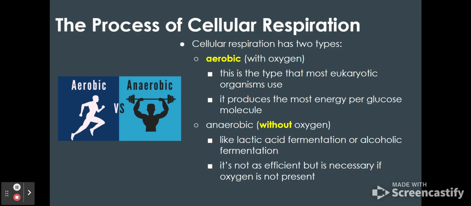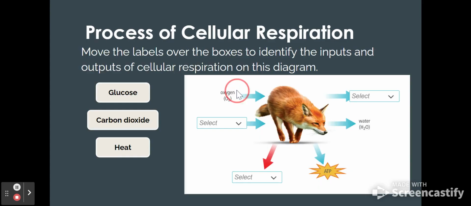Anaerobic respiration is a technique of cellular respiration that goes without oxygen. So this is ideal in places where oxygen is not present. Okay, it's not as efficient, but it still does the job. Now, some examples are lactic acid fermentation or alcoholic fermentation, which we'll talk about in a bit. First, we're going to focus on aerobic respiration.